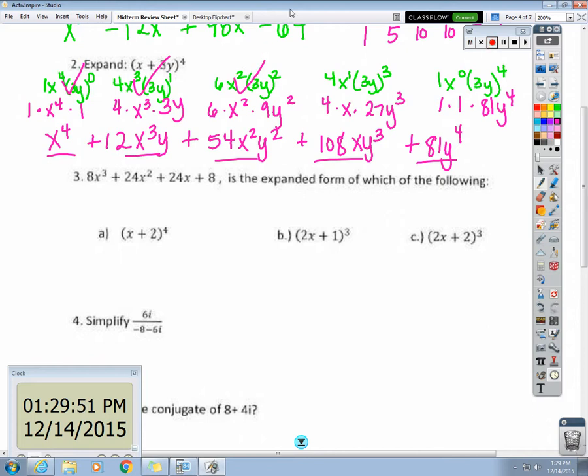Okay, number 3. 8x cubed plus 24x squared plus 24x plus 8 is the expanded form of which of the following? Okay, well how many terms are there? 4. So what should the exponent be? A 3. So that rules out A. Okay, now, for B and C, they both start out with a 2x. And that makes sense because 2x cubed is 8x cubed. But then we have a 1 cubed and a 2 cubed. To produce this 8, what would you have to have? 2 cubed. So it's C.